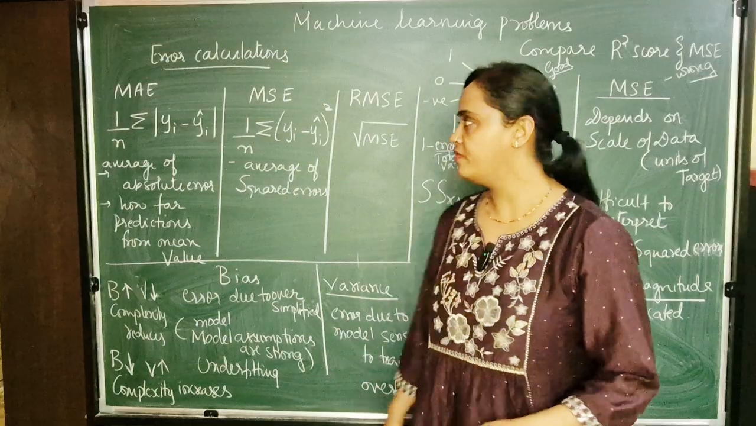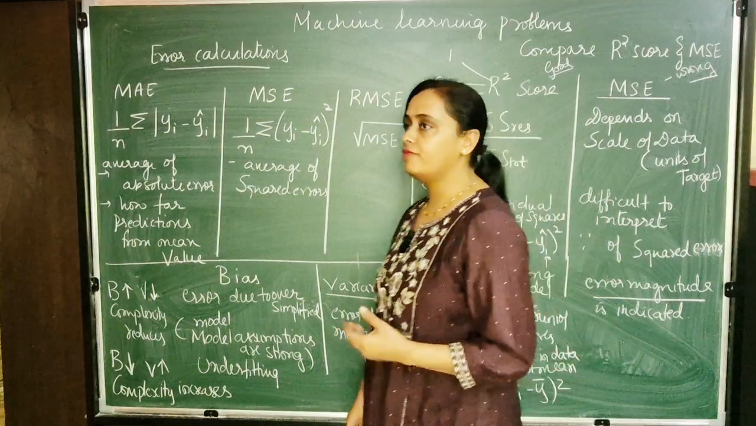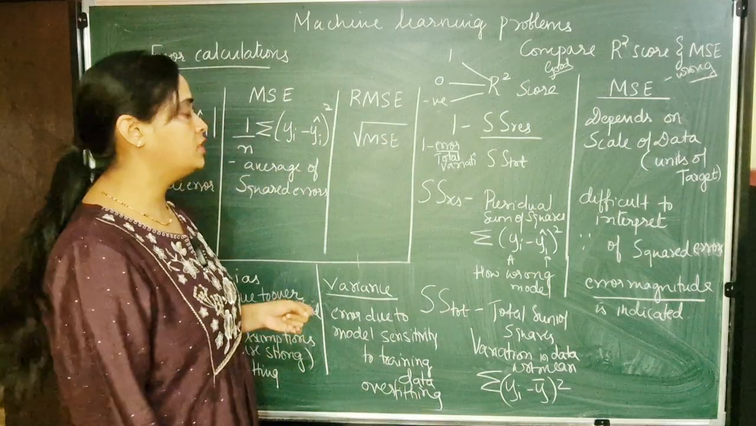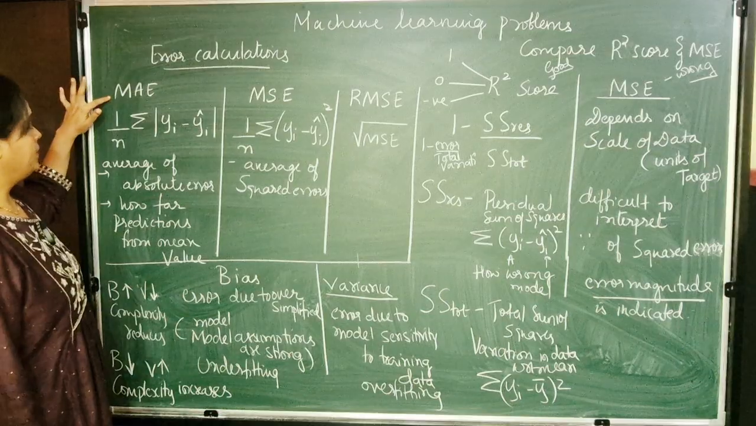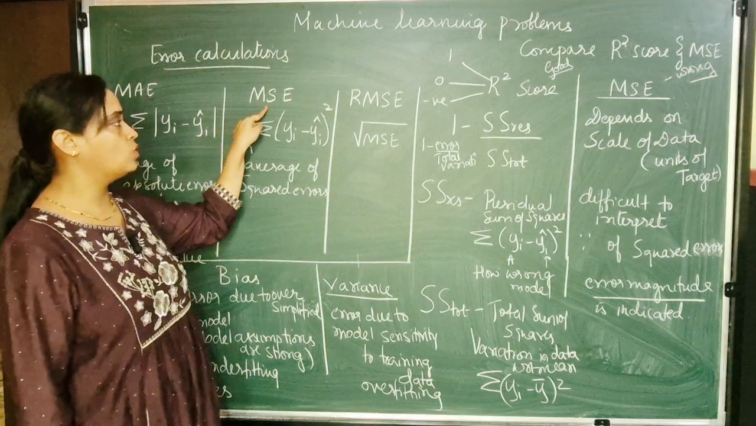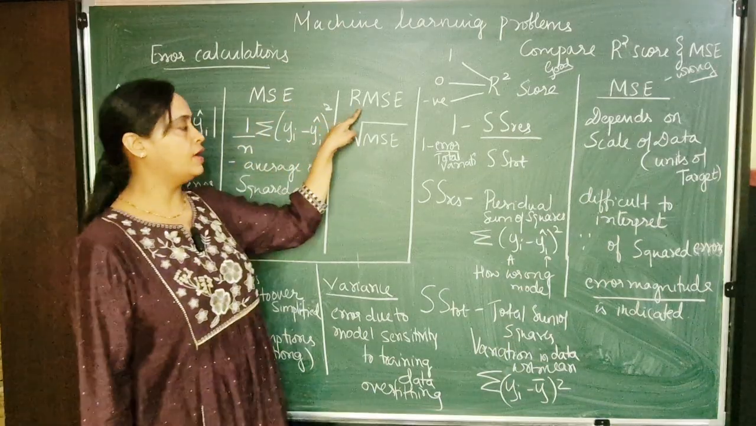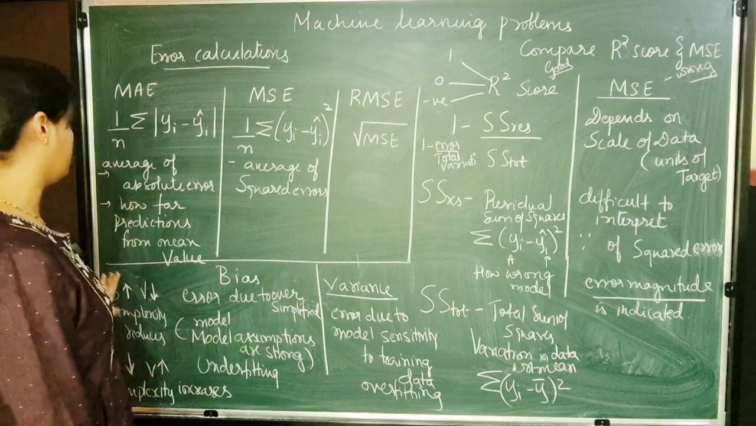Next problems, we will be working on understanding the errors. So when we have to calculate the error for the given data set, the first error available is mean absolute error, MAE, mean square error, RMSE, root mean square error. Now for all these things we have a formula.